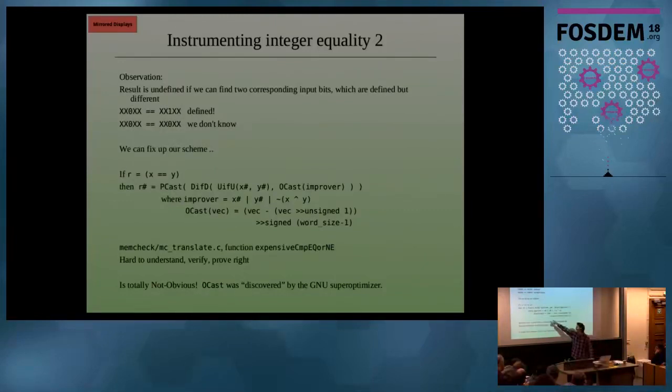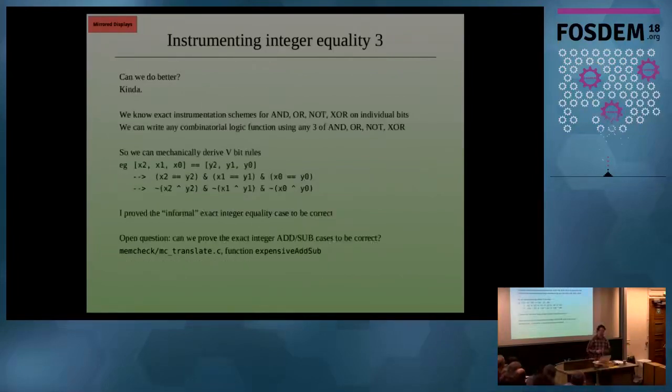Also, this function ocast, which is a kind of shortcut way of saying if any input is defined, then the whole result is defined. I had a less efficient version before, and this weird version is generated by the GNU Super Optimizer, so that actually improves the performance a lot, but it makes it even more obscure. So the question is, well, that's kind of rubbish. Can we do anything better?